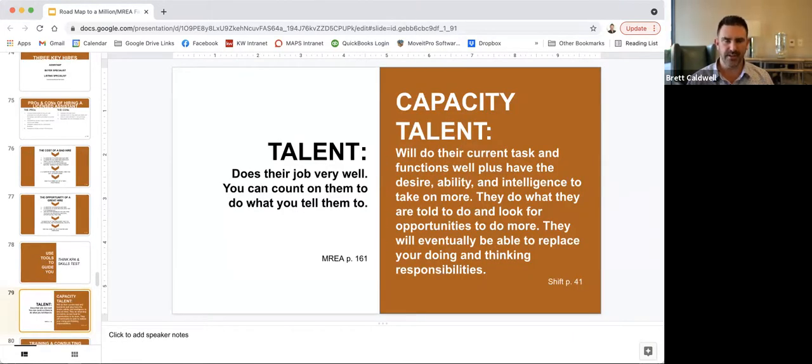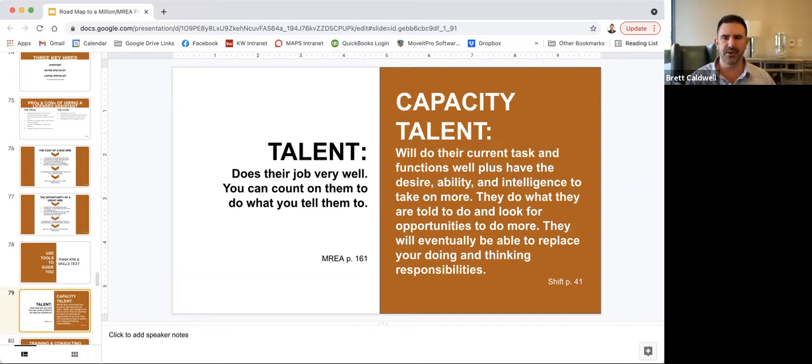All right, so talent. Talent's a word we throw around like a lot of words in our business, but talent in the MREA on page 161 is defined as somebody that does their job very well, and you can count on them to do what you tell them to do. And that's how the MREA defines talent around their job. Well, the SHIP book came out, and it brought to the table this concept of capacity talent.